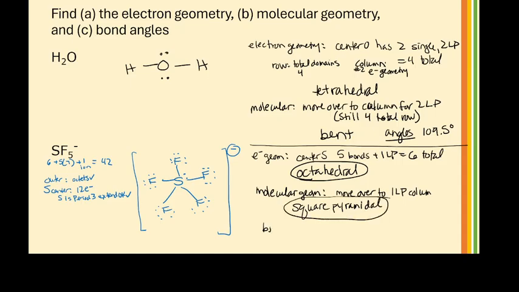Now my bond angles, I don't care what my molecular geometry is. They're independent. It's only for a total of 6 that is 90 degrees. And so I'm done.